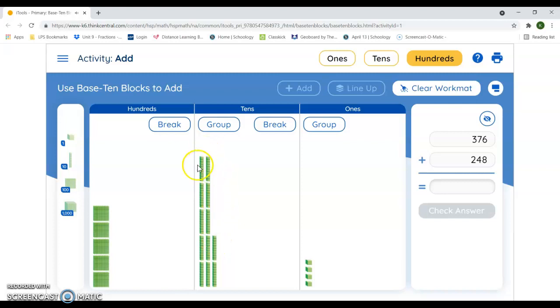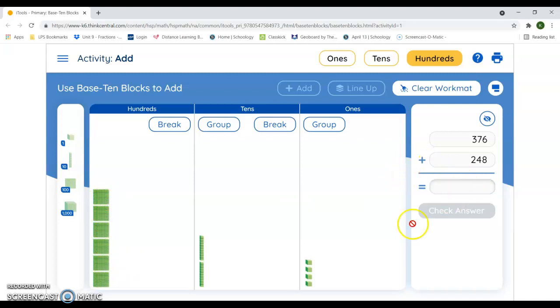10. Now I also see that I have 1, 2, 3, 4, 5, 6, 7, 8, 9, 10, 11, 12 tens. So I also know that I need to regroup those. So I have 2 tens left. Now I have 1, 2, 3, 4, 5, 6 hundreds, but that's okay.